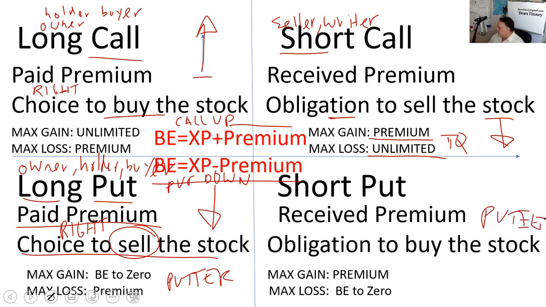I said, why can't you tell me about a short put? You said, Dean, when you short a put, you've received the premium. You have an obligation to buy the stock at the strike price. Your max gain is the premium. Max loss is break even to zero. The break even is strike price less premium, and you're a bull. Again, you may not have any clue what you just said, but it's technically correct.